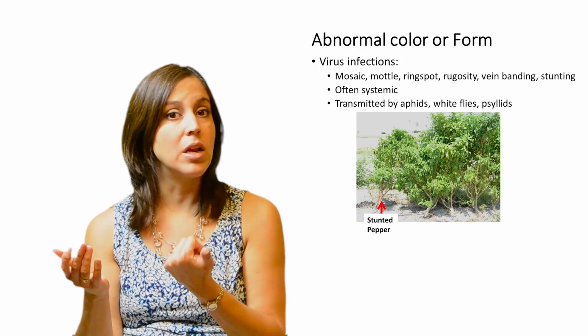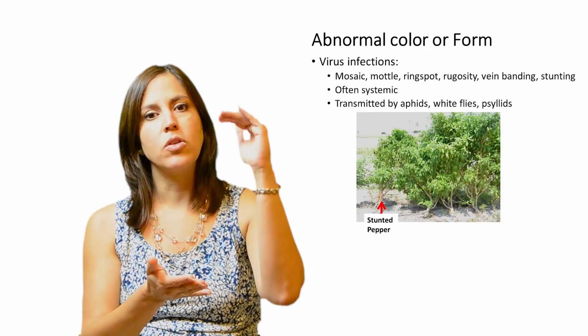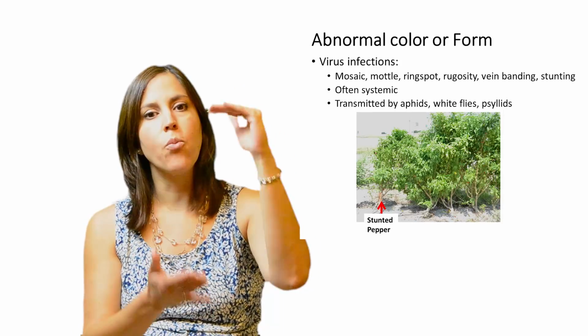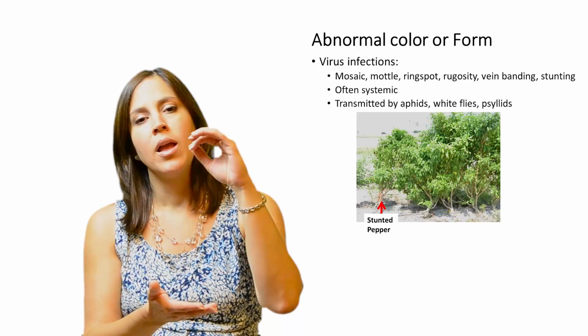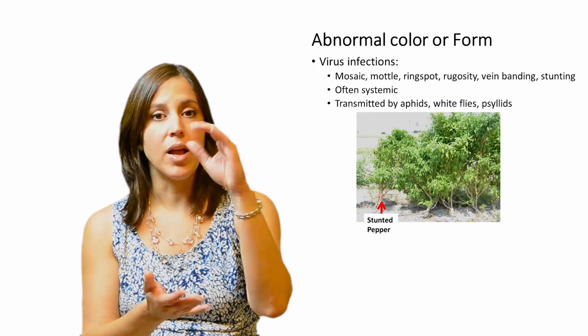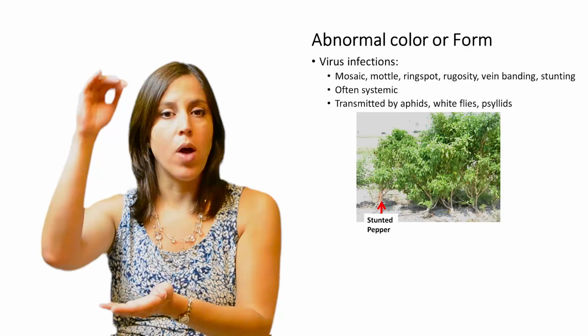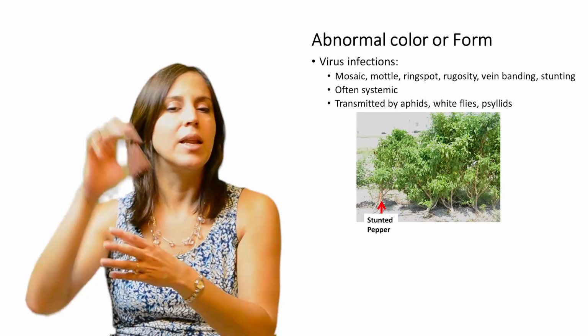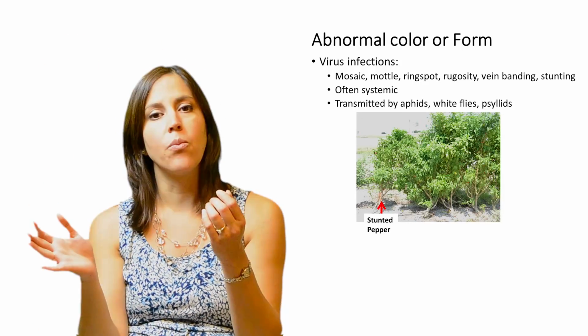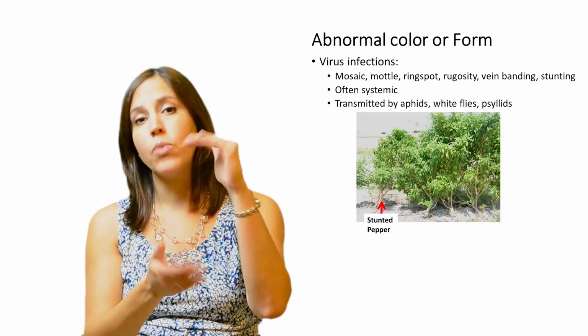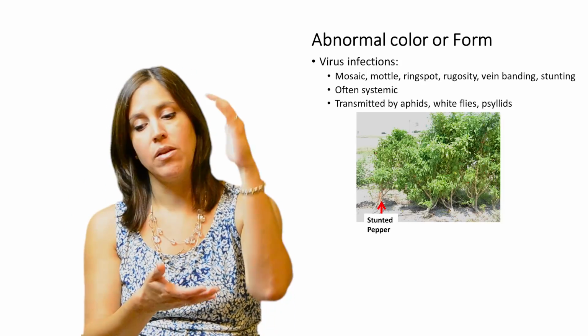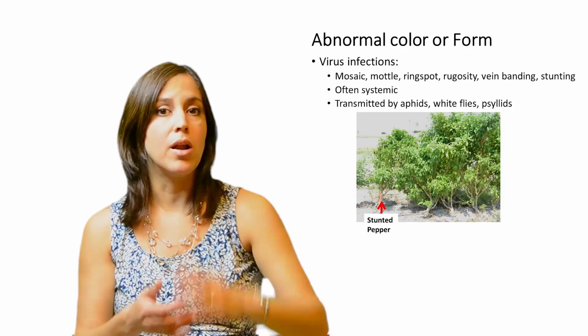One of them was stunting, and you can see in this slide one plant that is really, really short, like a bonsai, right next to one of normal height. Both of them are infected with viruses, but one of them is just severely stunted and very, very small.